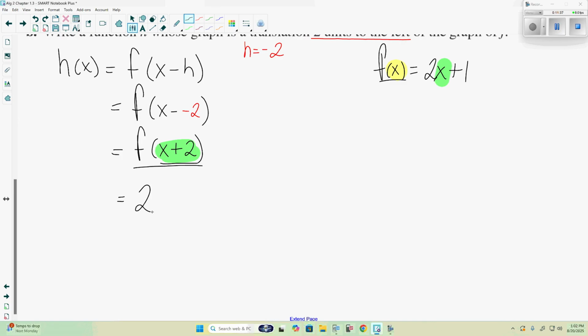Now our 2 on this side of the function is still going to be there. We don't have x anymore. We have x plus 2 plus 1. Questions on this here?